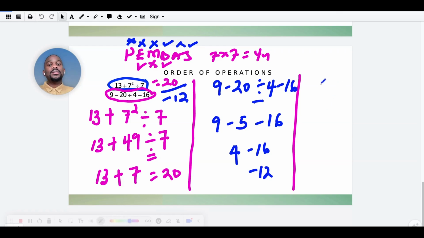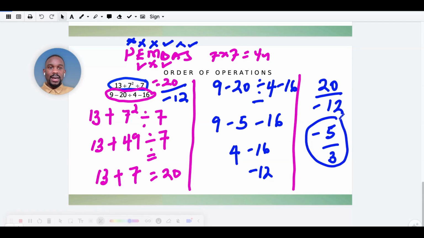So our answer is 20 divided by negative 12. And is that the simplest form of this expression? Or does it have common factors? I see 4 is a common factor, so this reduces to negative 5 over 3. So negative 5 over 3 is our answer. This is the same as the earlier fraction, but that is not in its simplest form. So always try to give your answer in the simplest form.